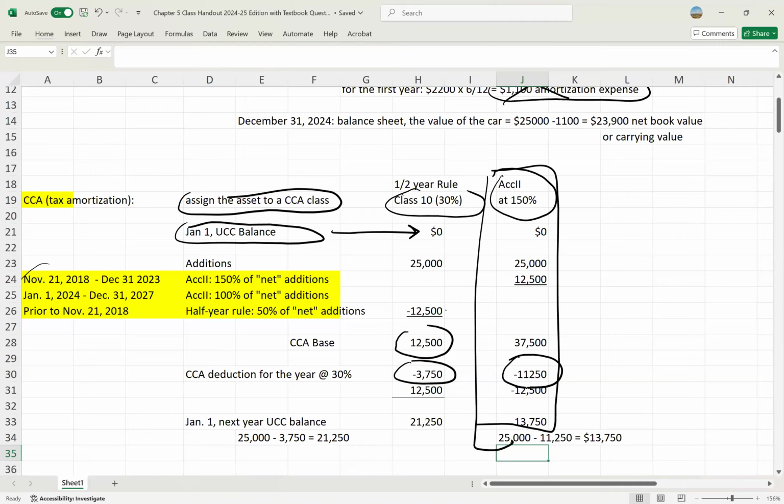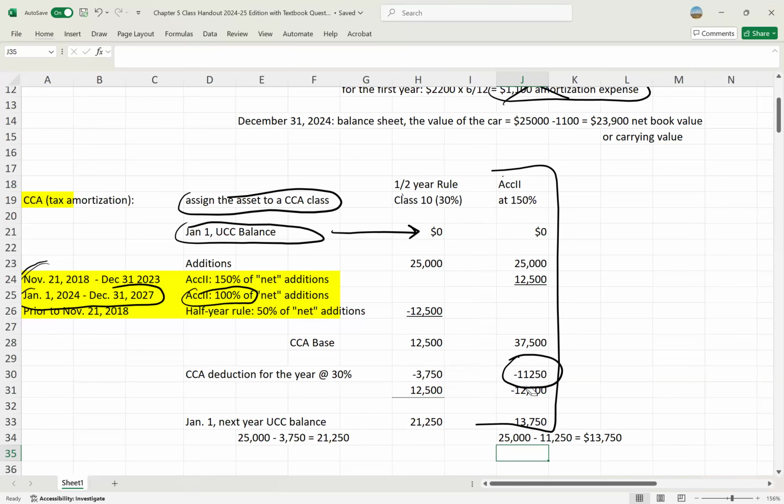The accelerated investment incentive at 150% was only slated to be in effect to the end of 2023. And so then we get to, well, what happened now in 2024? From January 1st, 2024 to December 31st, 2027, we still have the accelerated investment incentive, but it will only be at 100%. So rather than bump up by 50%, it would just be based on what the value of the new addition is. So let me show you how that would be done.